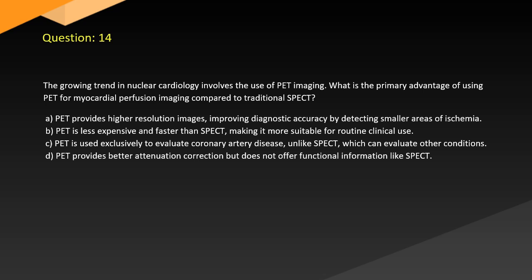Question 14. A growing trend in nuclear cardiology involves the use of PET imaging. What is the primary advantage of using PET for myocardial perfusion imaging compared to traditional SPECT? A. PET provides higher resolution images, improving diagnostic accuracy by detecting smaller areas of ischemia. B. PET is less expensive and faster than SPECT, making it more suitable for routine clinical use. C. PET is used exclusively to evaluate coronary artery disease, unlike SPECT, which can evaluate other conditions. D. PET provides better attenuation correction but does not offer functional information like SPECT.